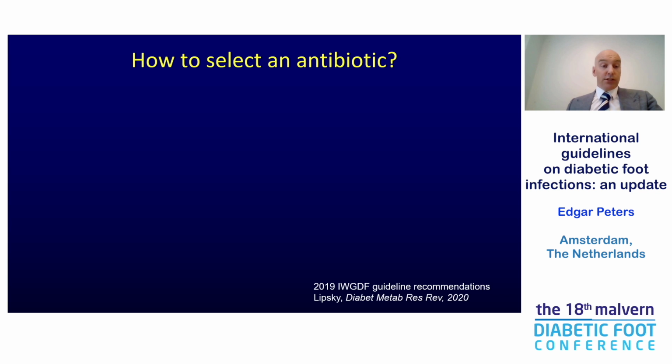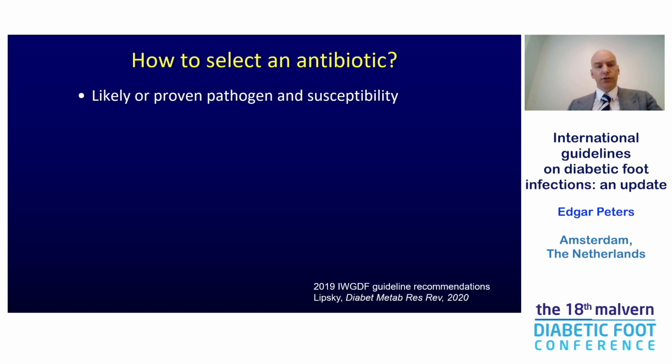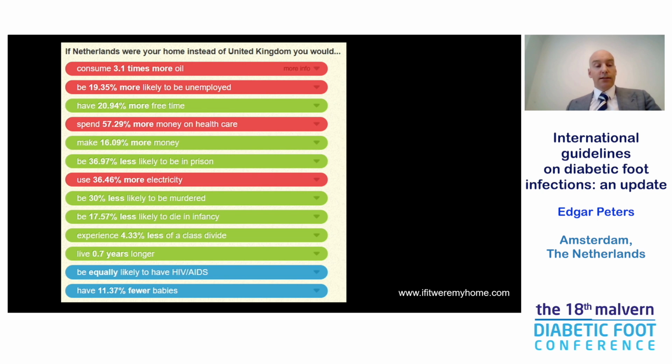But we need more studies to get a definite answer, because the last study was still a pilot study in a non-inferiority design. So how do we select an antibiotic? Well, first of all, you have to consider what the likely or proven pathogen is and its susceptibility. Now, to do that, you have to look at your own local circumstances, and you have to look at differences among countries. For instance, there are differences between being from the Netherlands, like myself, and being from the UK.